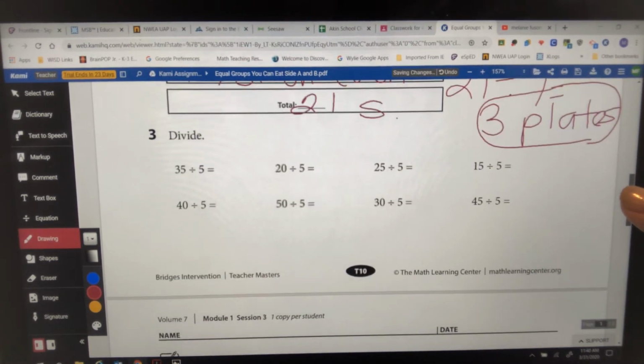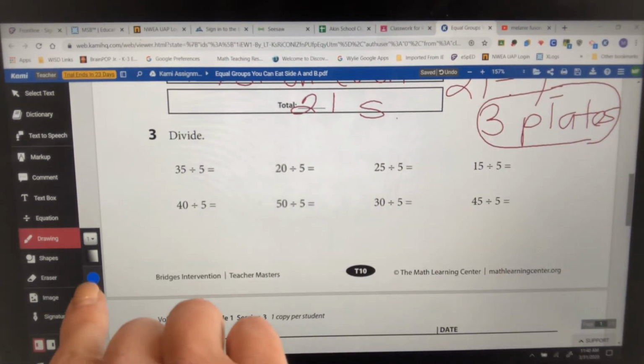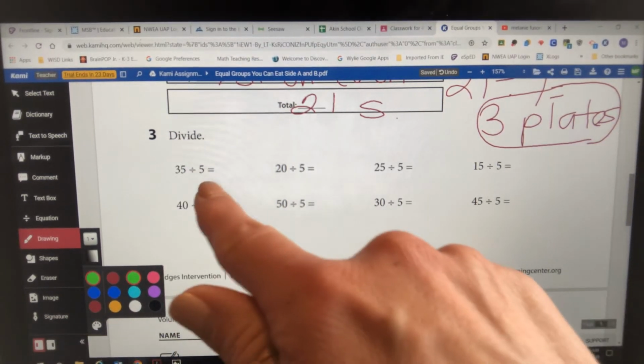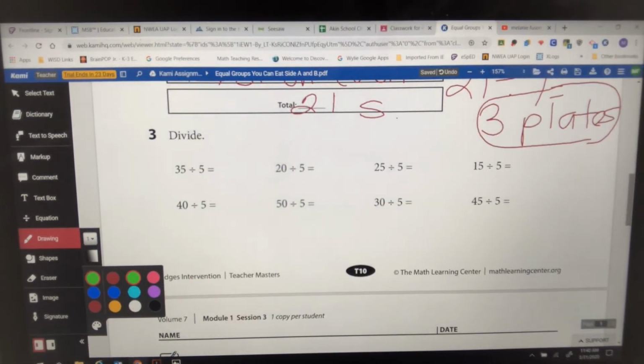Now I want you to look down at the bottom where it says divide, and I do not want you to be nervous about this. Number 1, we're counting by 5s on every problem. And when you think about a division problem, I know it says 35 divided by 5, but remember you can also think about those in this way. You can think, how many times will I count by 5 until I get to the whole, which is 35?